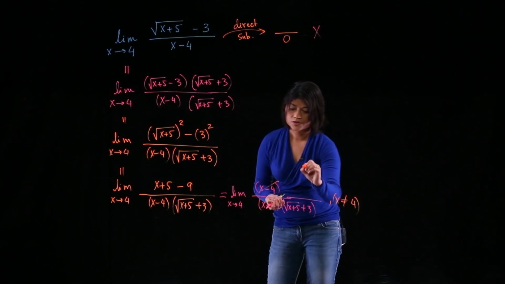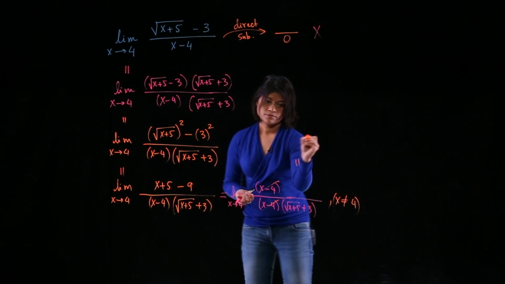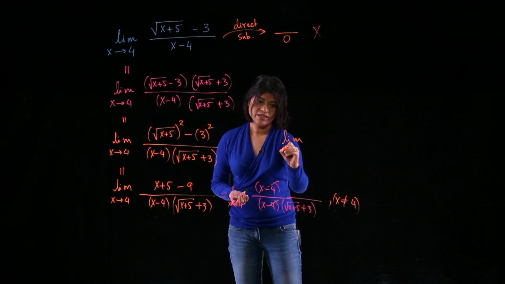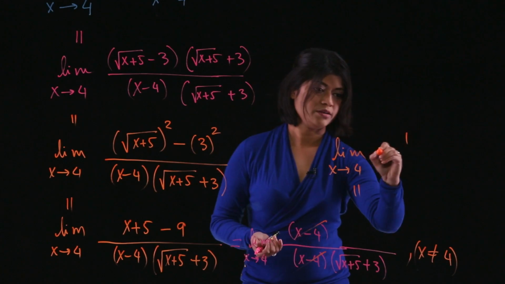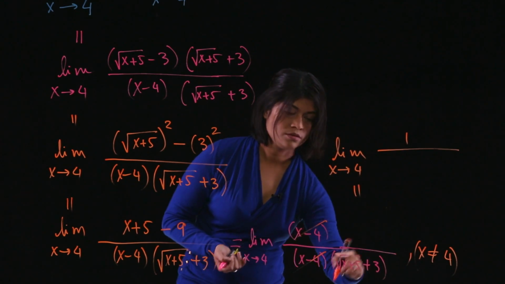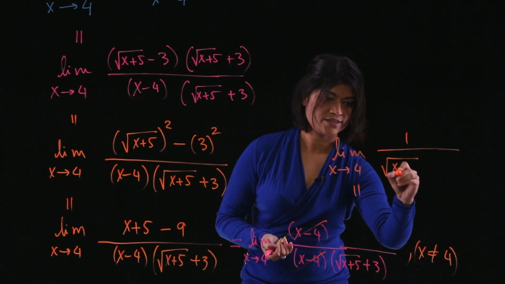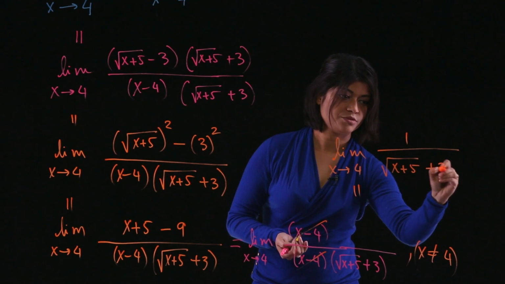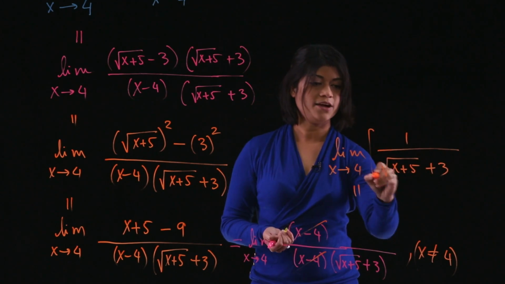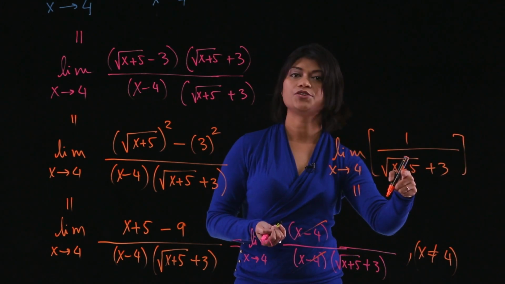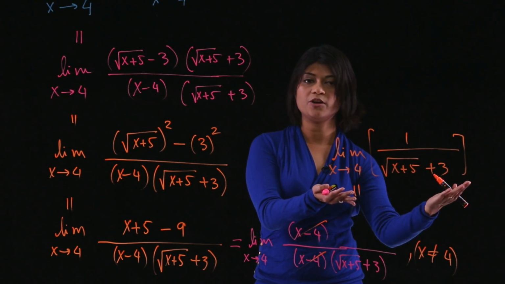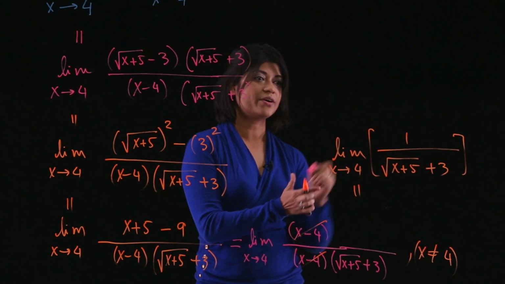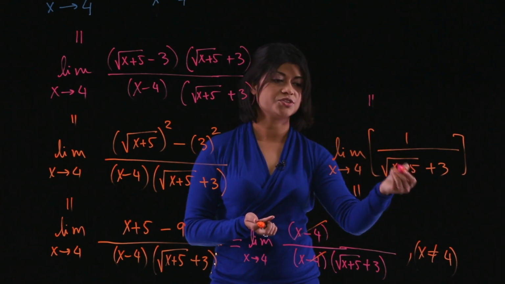Okay, so we'll be left with the limit as x approaches 4 of 1 divided by this expression, square root of x plus 5 plus 3. And notice now we can directly substitute 4 for x in the denominator and it will not be 0. So we will have our answer by a direct substitution here.